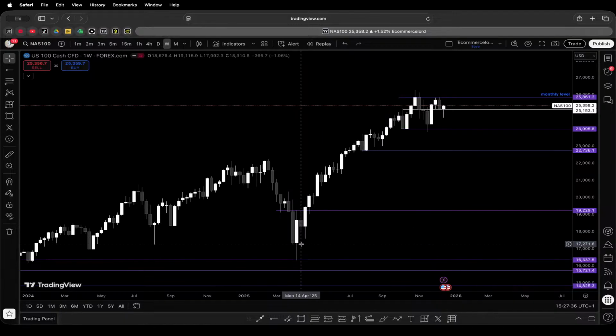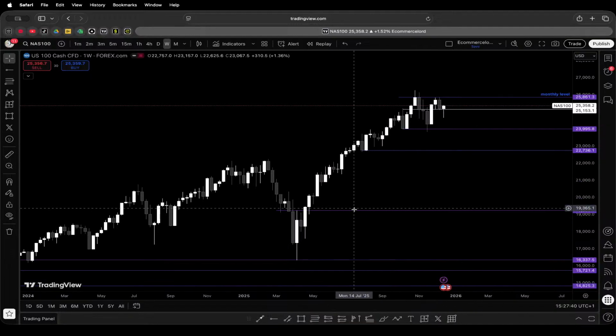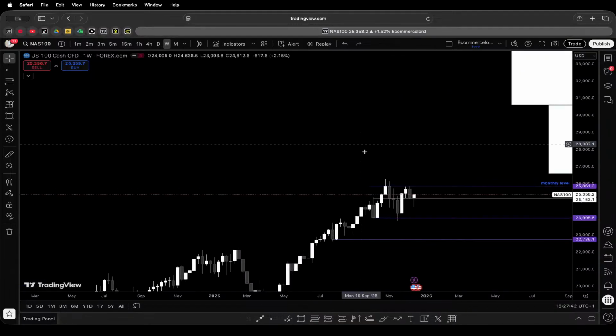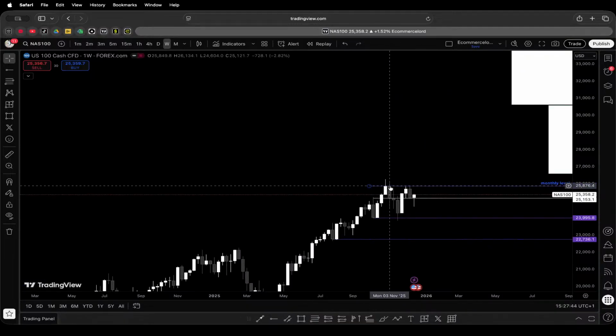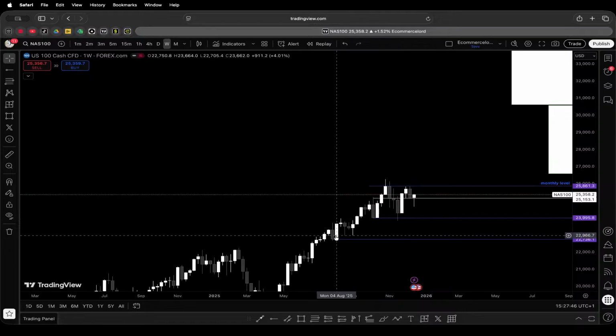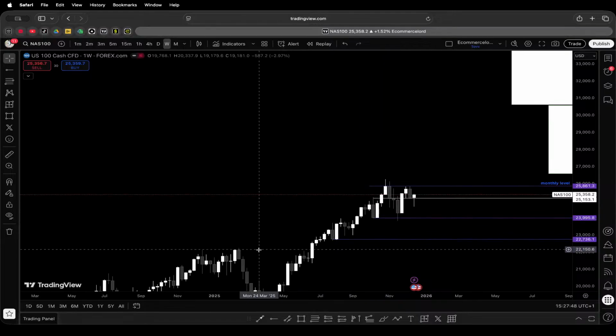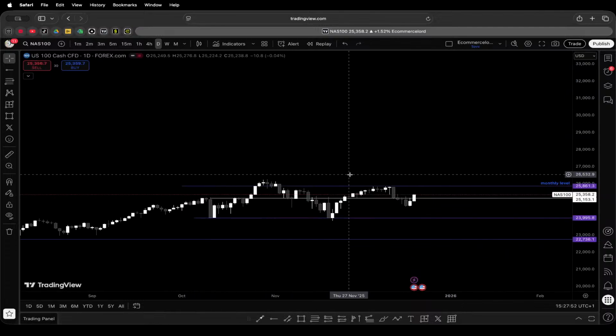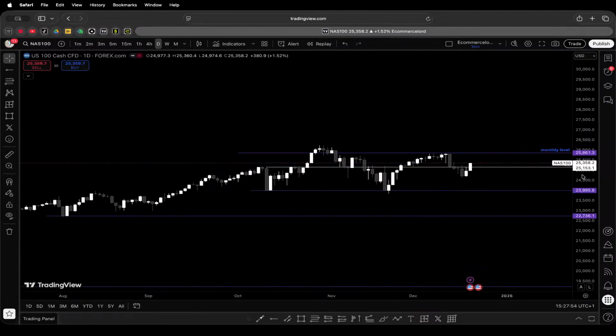This would have been my support here to here. But then I mean price never came back down here. So there has been resistance, support, resistance. And then daily, let's check the daily time frame.